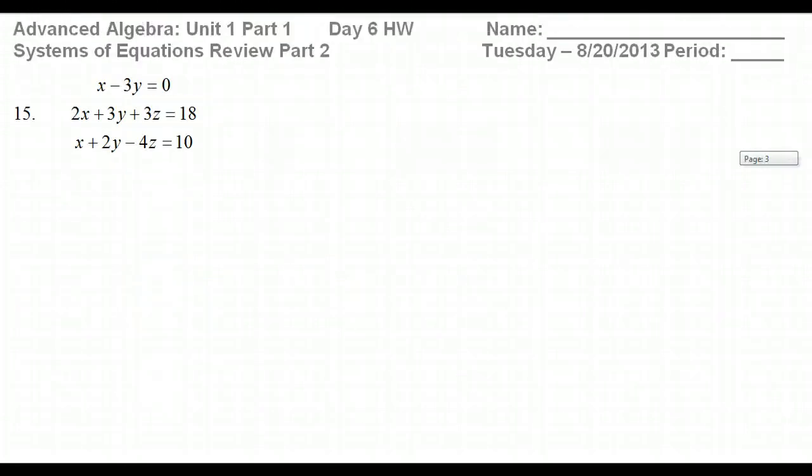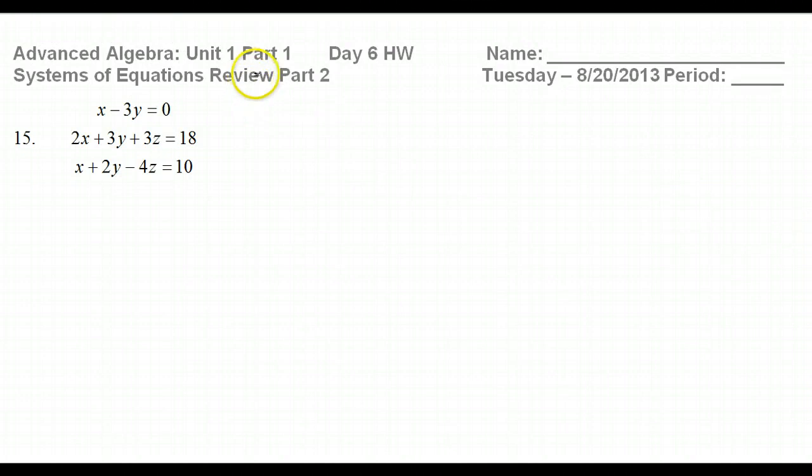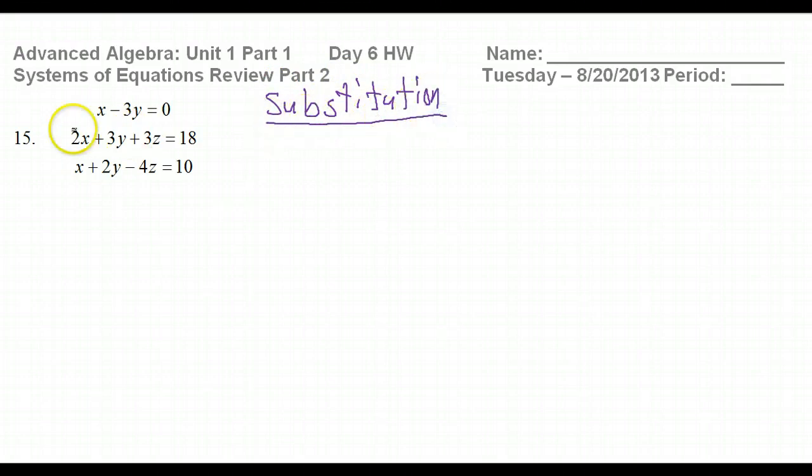Alright, number 15. I'm going to do this one by substitution. Okay, I'm going to pick substitution. See, I've got this short little equation. That's usually a good sign. See how this variable x is the one I'm liking the most because it's part of a little tiny equation and it's got no coefficient. Well, the leading coefficient is 1. So, in fact, that is where I'm going to begin this journey.